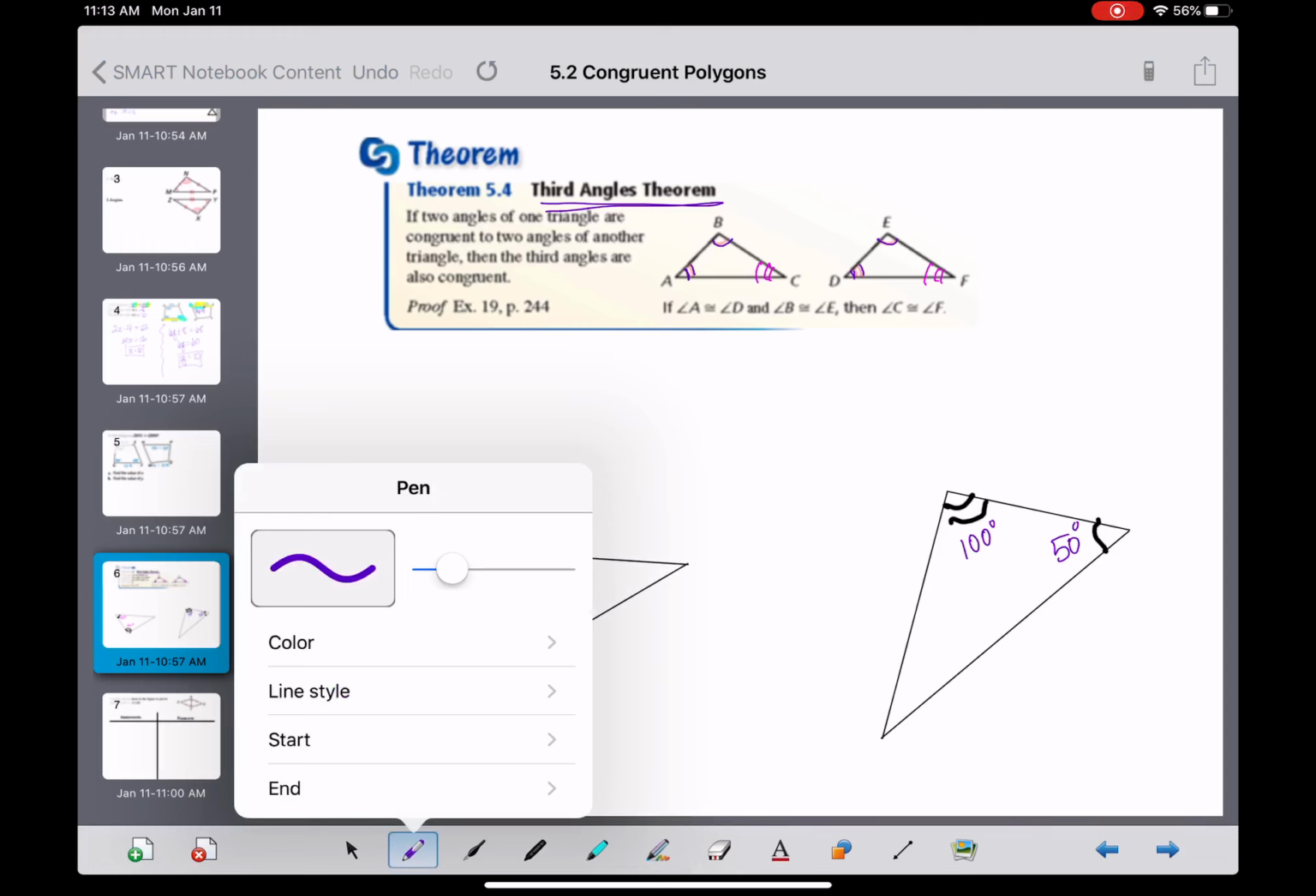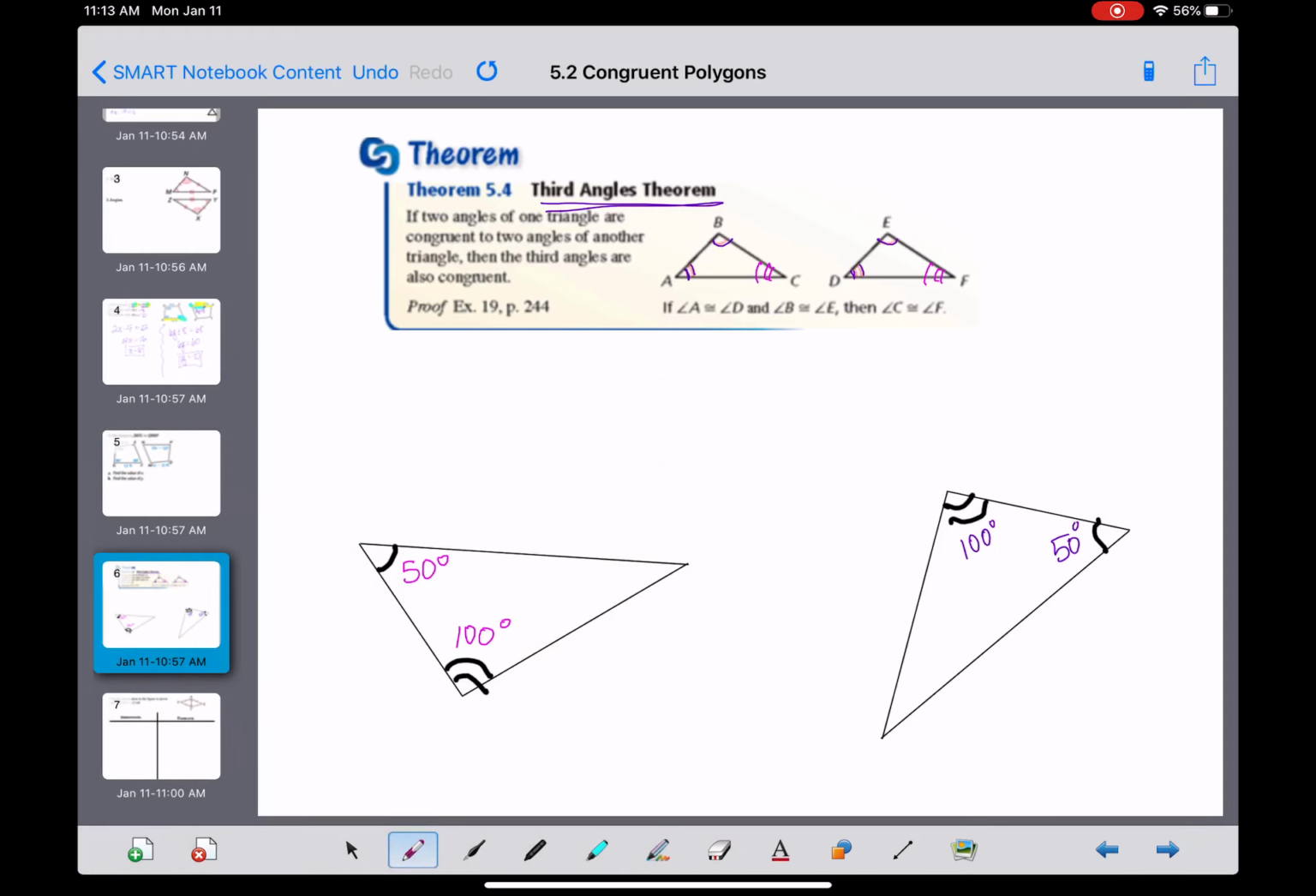In the last section, we just reviewed that a triangle's interior angles add up to 180 degrees. So if I take 180 and I subtract 150, my last angle is 30 degrees. Well, the same is true of my other triangle. If I take 180 degrees and subtract 150, I'm left over with 30 degrees as well. Therefore, that last angle is congruent to one another.